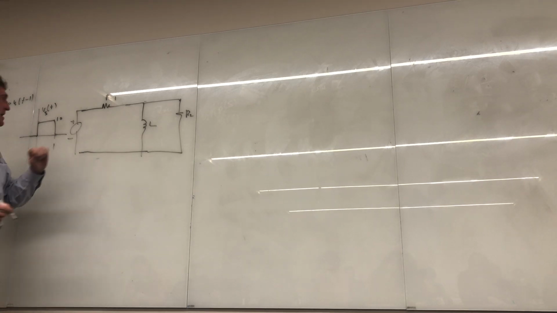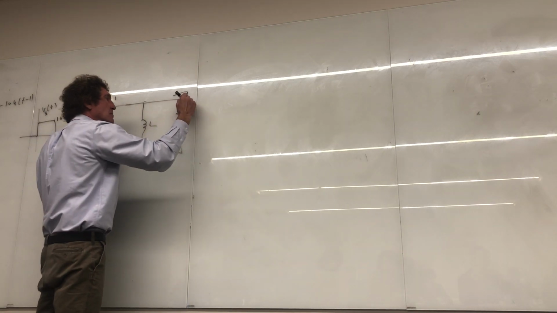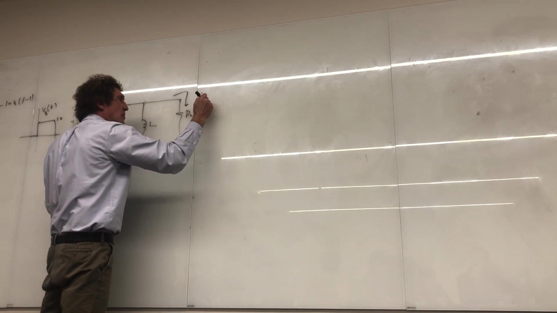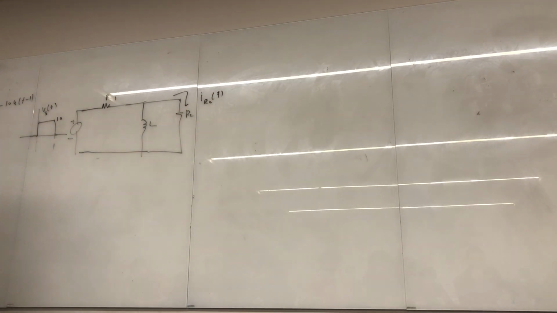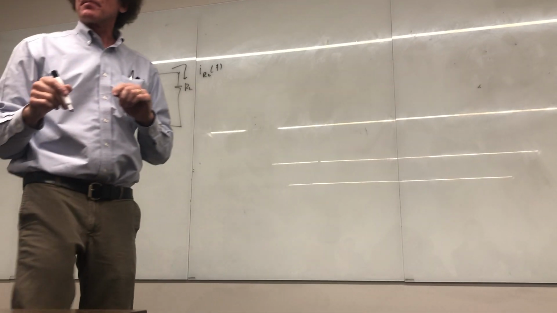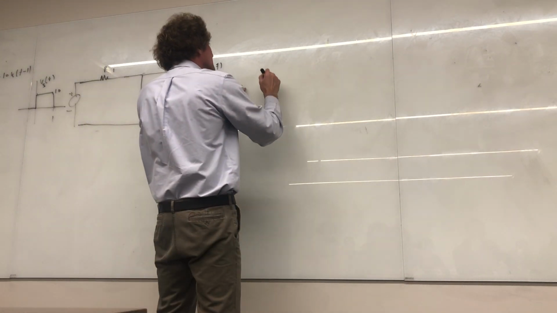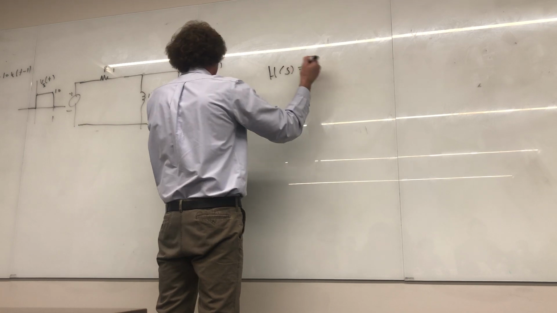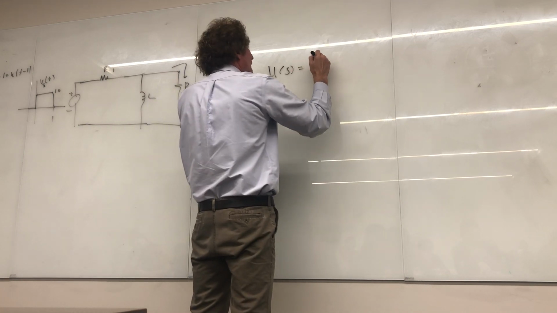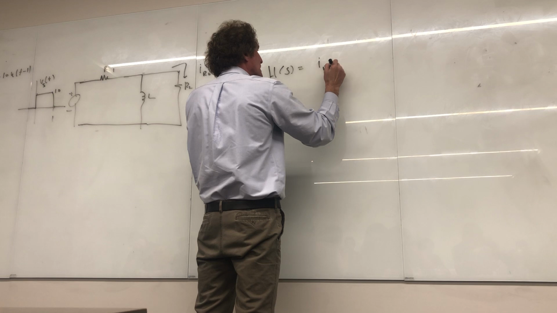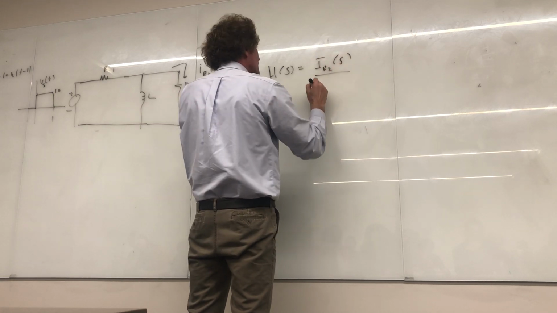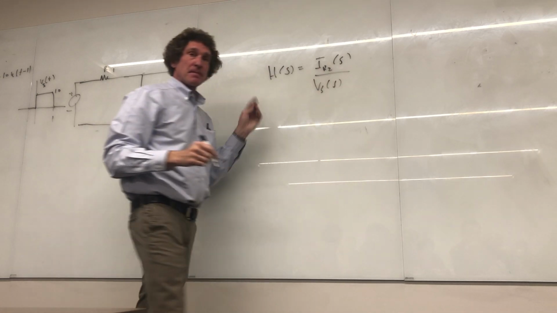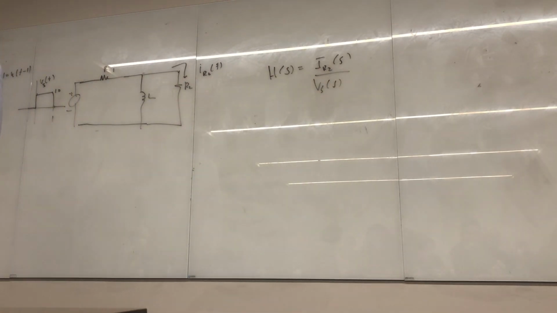Now what about this? I actually want the current. So I want, I think it's IR2 of t, right? Isn't that what they want in the problem? Correct? Now your transfer function is a little different. My transfer function here is not a voltage. H of s is equal to I R2 of s, a capital I R2 of s, over the source voltage, Vs of s. That's the transfer function you want, correct?